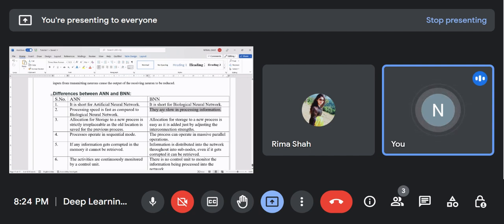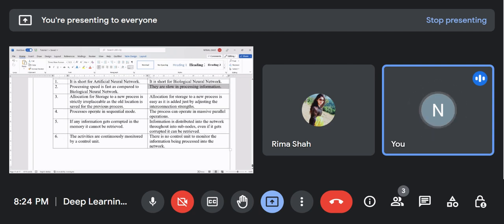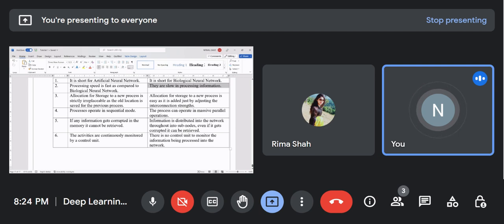because we don't have such a complex interconnection in ANN. However, in the biological case, there is a complex interconnection. You have seen that there are some other things also, apart from the weight multiplication with the input and bias, because this is reality, the biological neural network. But here it's a copy, a replica of BNN. Then allocation for the storage of a new process is strictly irrepressible, as the old location is saved for the previous process. Here, allocation of storage for the new process is easy.